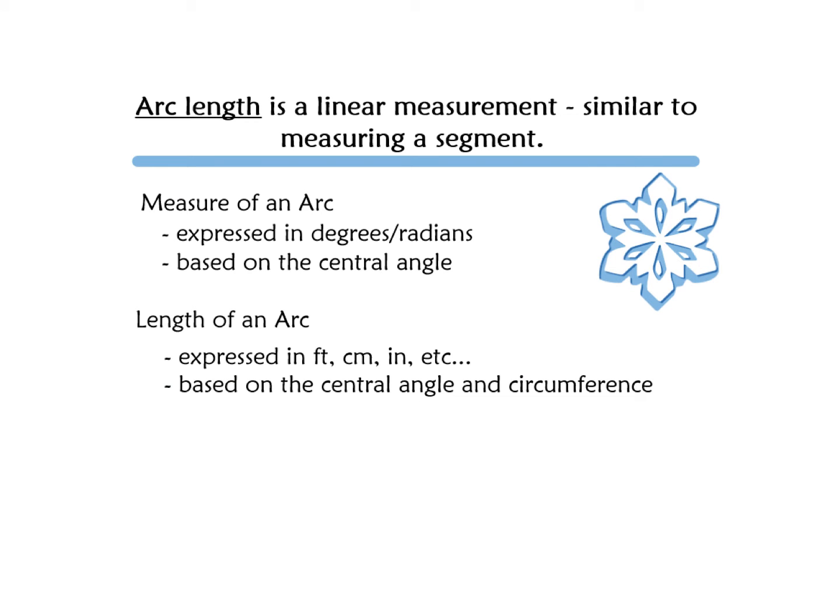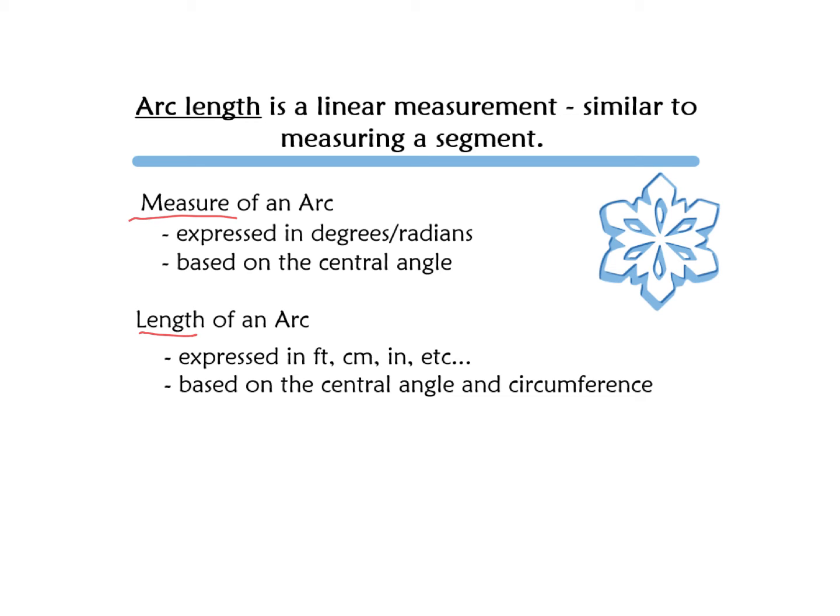So what we're going to be finding is arc length. Arc length is a linear measurement. It's kind of like measuring a line segment, except it's a part of a circumference. We're taking a tape measure and wrapping it around only part of the circle, only for a specific arc.